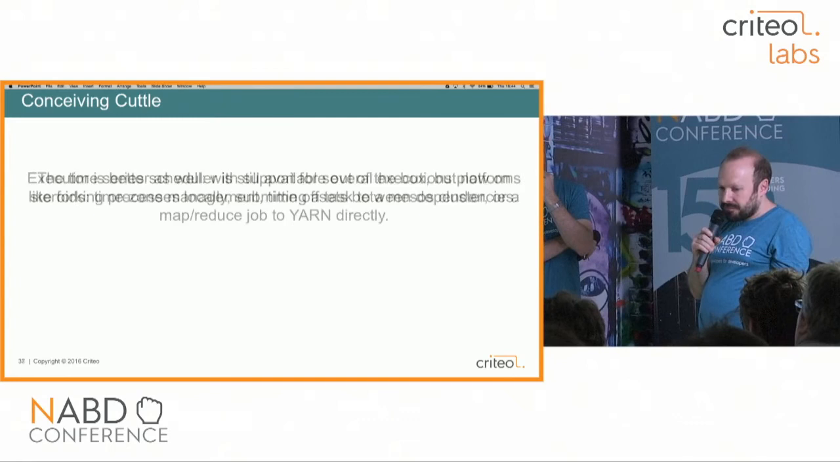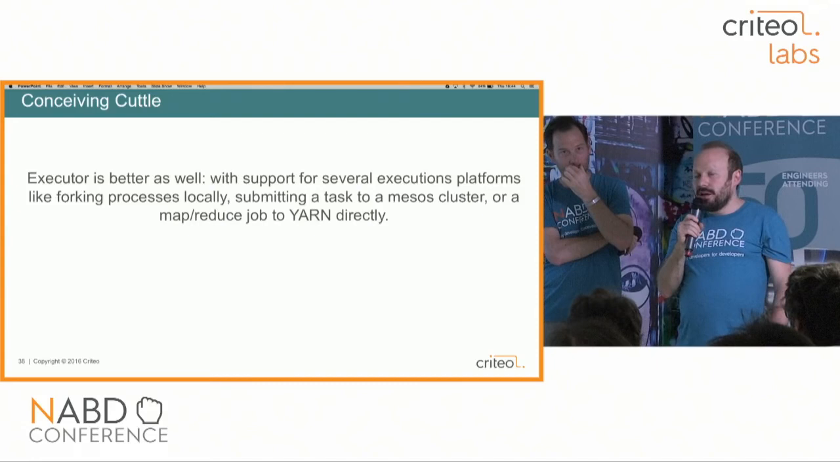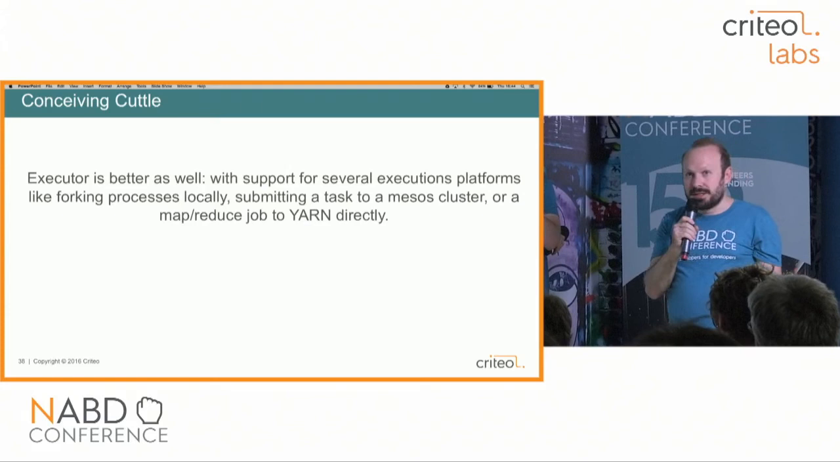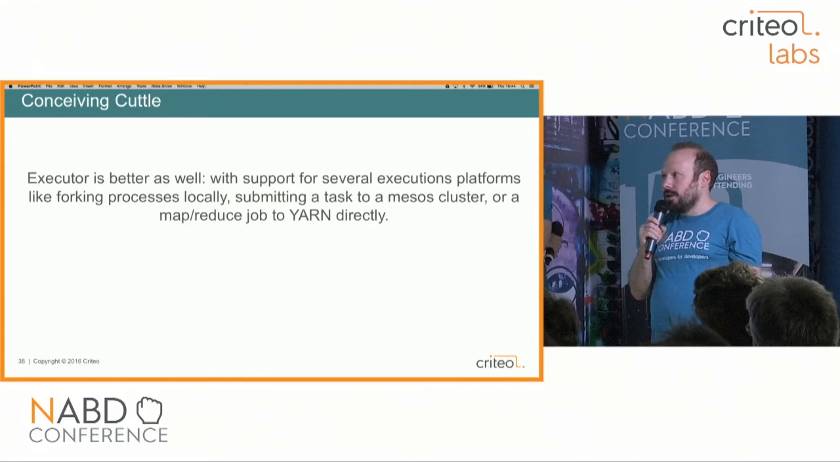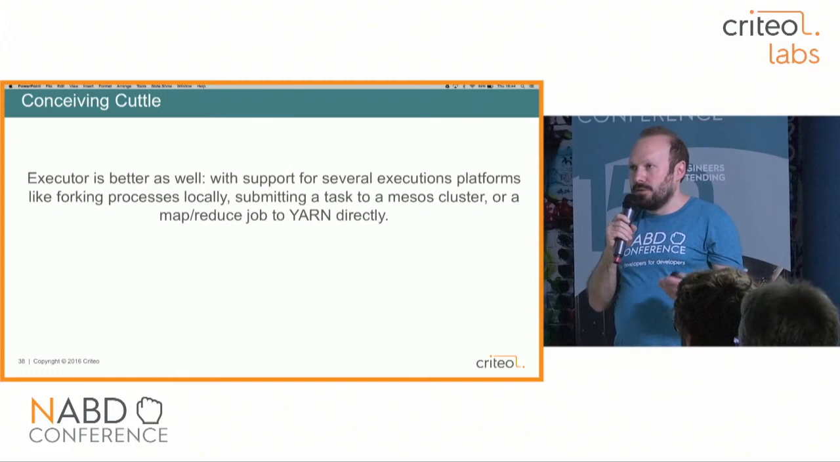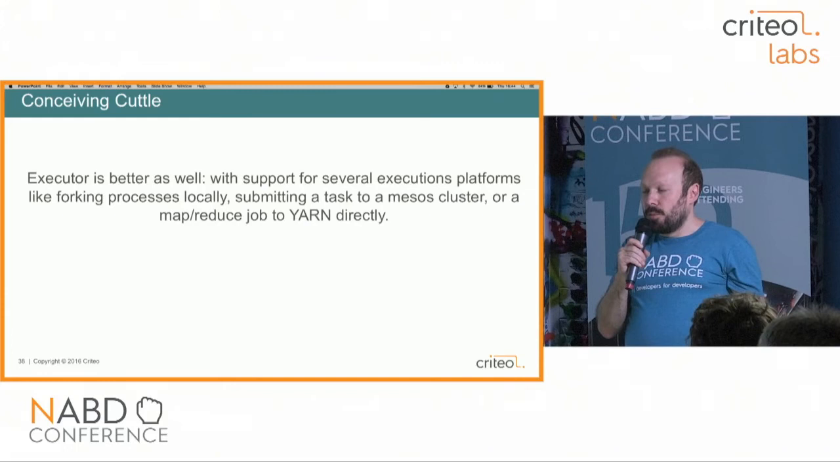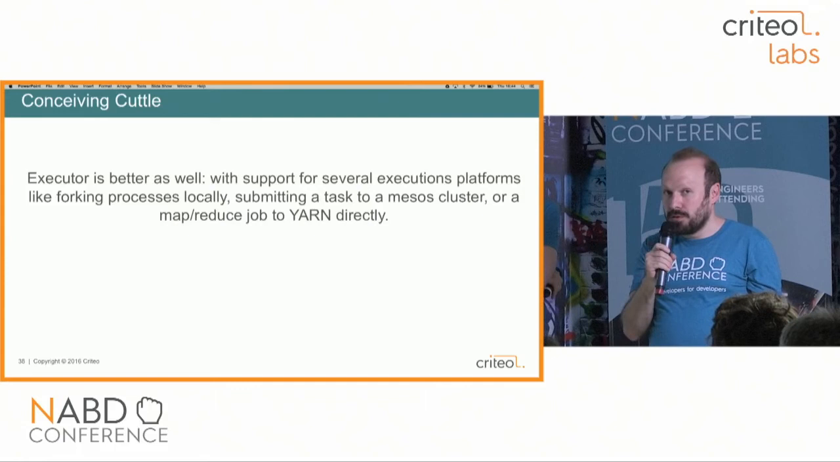And for the executor itself, in Langoustine, the only way you had to execute some task was to fork a process, like forking another JVM and running Hive or running Yarn. And so we kept this model. Cuttle comes with executors that allow you to fork a process. But again, this part is pluggable, and we will ship an execution framework for Mesos, because we are using Mesos a lot at Criteo.